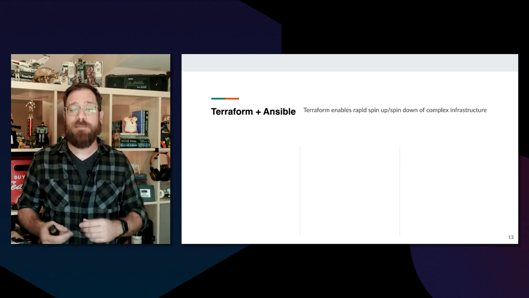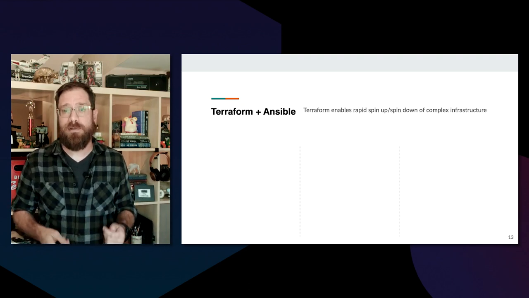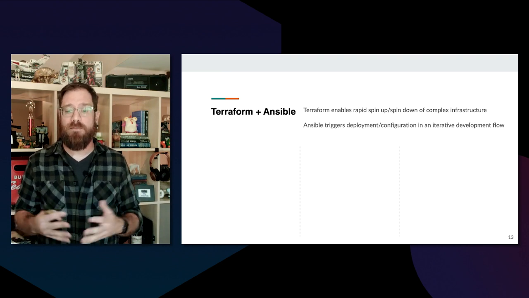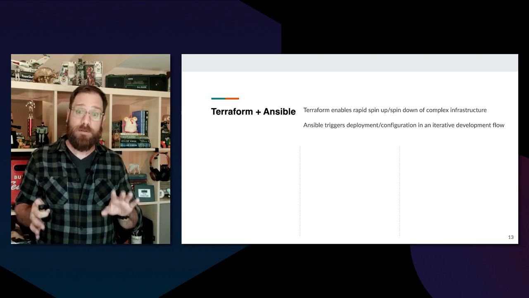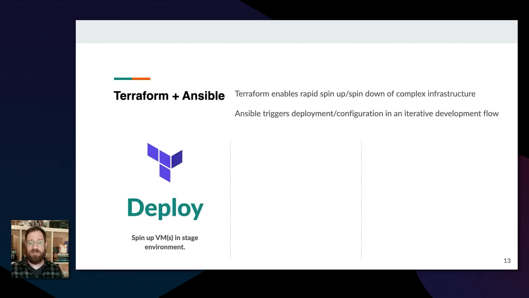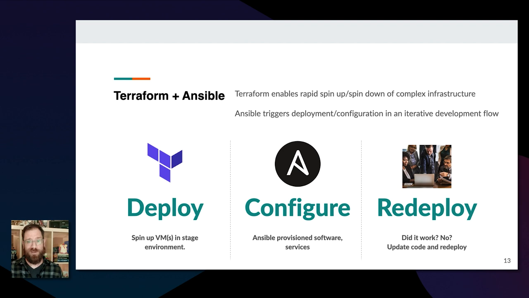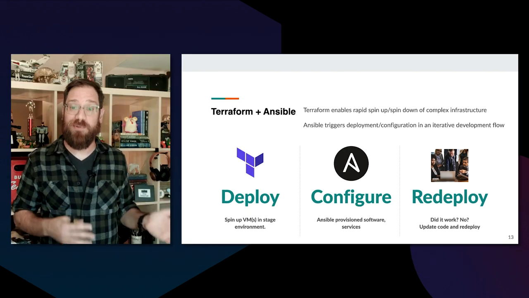So Terraform enables rapid spin-up and spin-down and modification of complex infrastructure, while Ansible can be used to trigger configuration and deployment of software in a very iterative way. So my workflow looks something like this. First off, I have Terraform deploy. So it will spin up VMs or single VMs or whatever in a stage environment. Infrastructure gets deployed. Then it hands off to the configure stage. This is where Ansible will leverage code from playbooks to roles to install software, configure services and users. And then I check. Did it work? No? Cool. Update my code and redeploy.